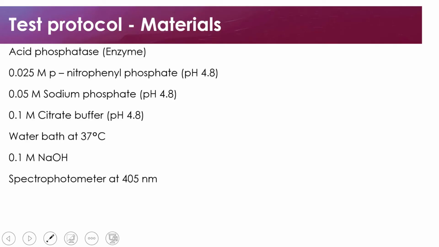So let's now look at our test protocol for our experiment, and we start by looking at the materials needed. So we have acid phosphatase, we have 0.025 molar p-nitrophenol phosphate, we have 0.05 molar sodium phosphate of pH 4.8, 0.1 molar citrate buffer pH 4.8, a water bath set at 37 degrees Celsius, 0.1 molar sodium hydroxide, and a UV spectrophotometer set to 405 nanometers.